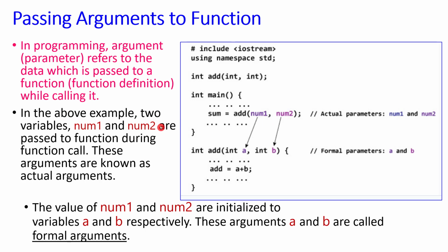In the above example, two variables, number one and number two, are passed to the function during the function call, that is represented by this arrow mark. These arguments are also known as actual arguments. So these are called the actual parameter or actual argument. The values of number one and number two are initialized to variables a and b respectively. These arguments a and b are called the formal arguments. So this is the basic theory of naming the parameters.